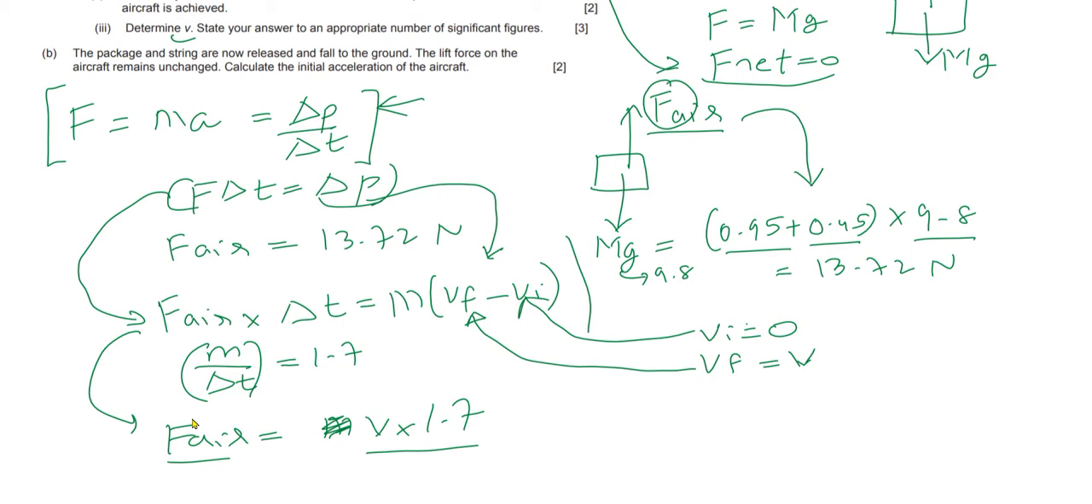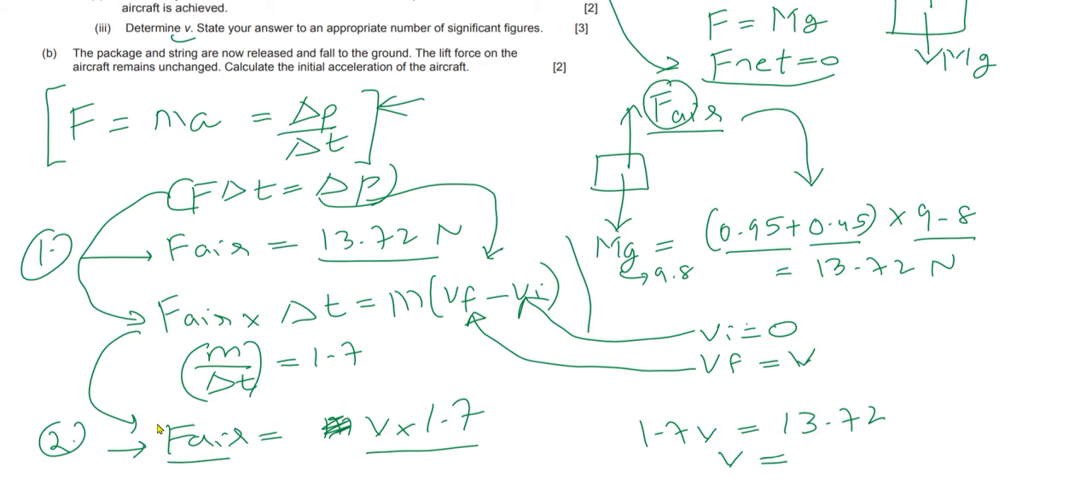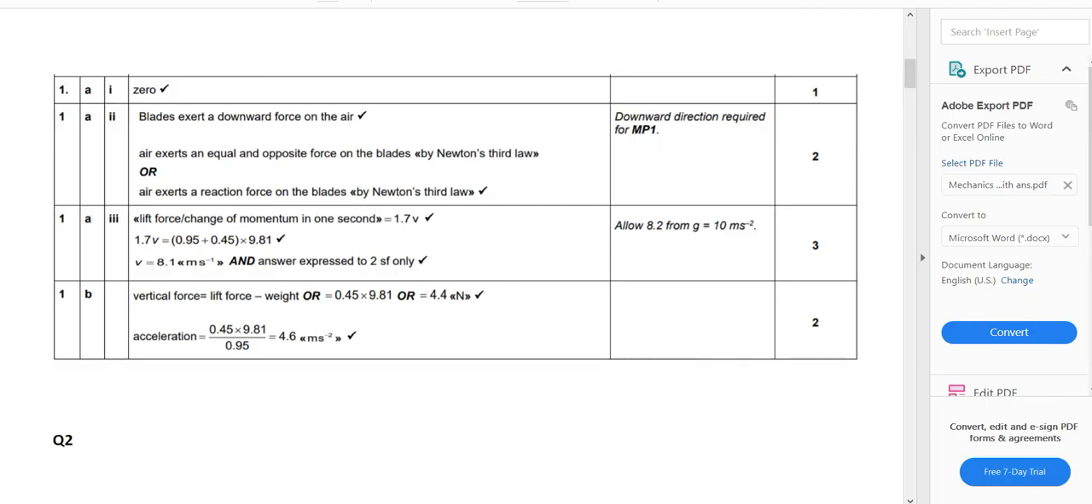So now we have two formulas or two values for F air. In the first we got the F air value as 13.72 newtons, and second we have this 1.7 V. So now all you need to do is equate these two values. So 1.7 V is equal to 13.72, and now check what will be the value of V. It's 8.07. Yes, so 8.0, and what is after that?